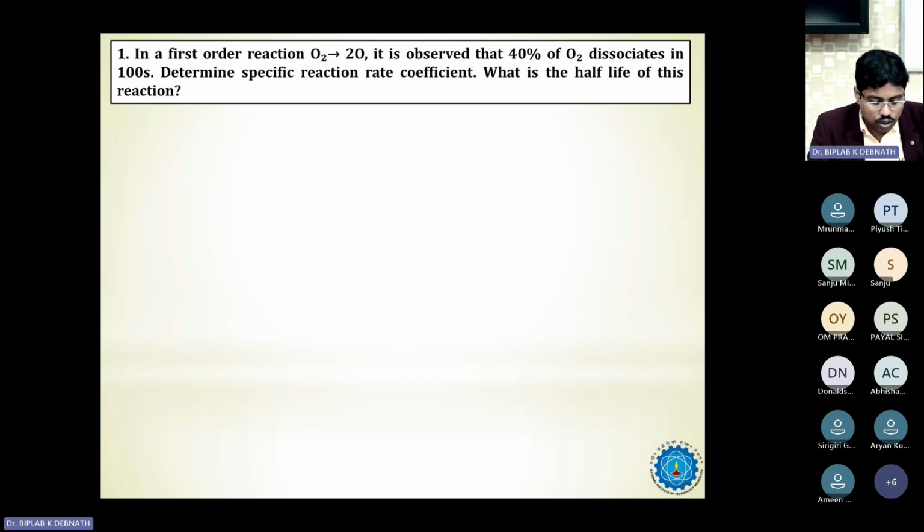It is told that in a first order reaction, oxygen O2 breaks down to 2O. It is observed that 40% of O2 dissociates in 100 seconds. Determine the specific reaction rate coefficient and the half-life of the reaction. Half-life means when 50% of the oxygen will break down.